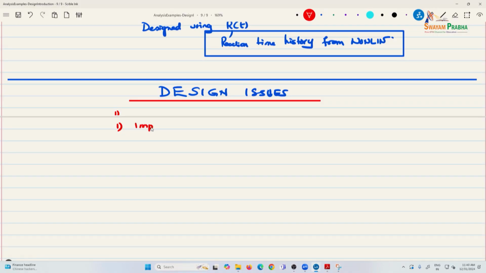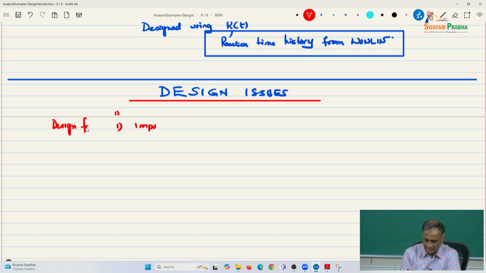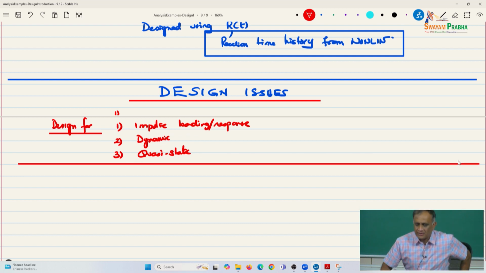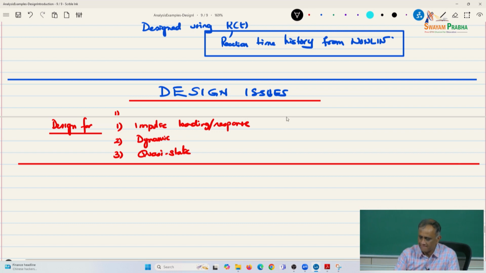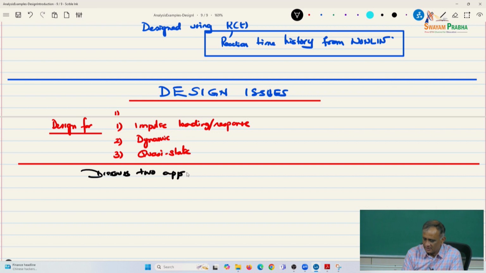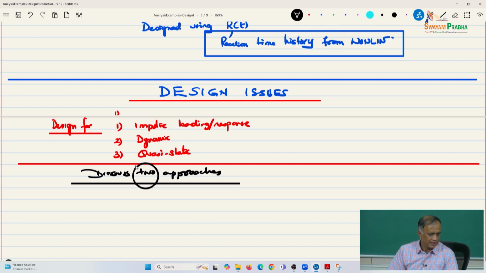Let us start with, again, you can have impulse based design for impulse loading or impulse response I should say, or you can have it for dynamic or quasi static. Now let us start with, and I will present a couple of different methodologies. So we will discuss 2 approaches. The first one is we will look for an impulse based design.